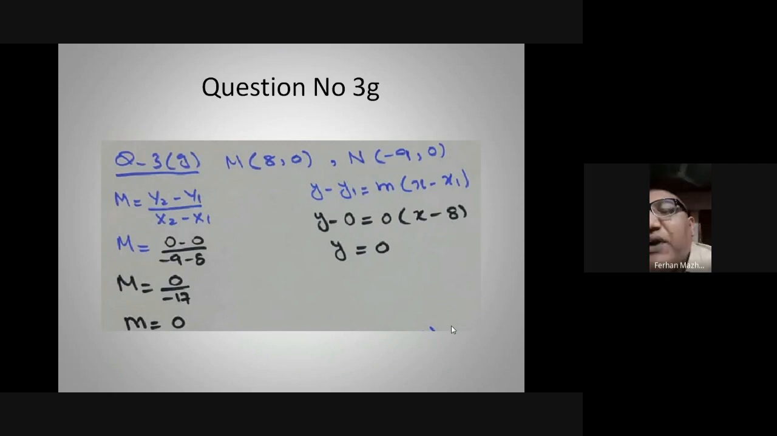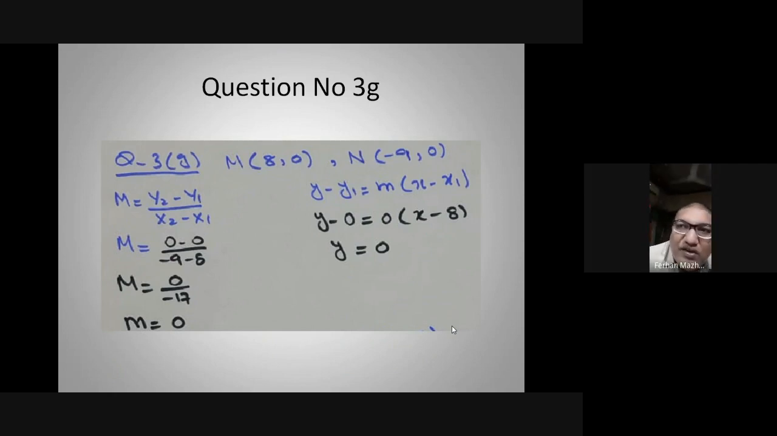Question number 3, G part here. The two points, M, which is 8 comma 0, and N, which is minus 9 comma 0. First of all, they want us to find the equation of this line. The gradient will be y2 minus y1 divided by x2 minus x1. So it will be 0 minus 0 divided by minus 9 minus 8, which is 0 divided by minus 17. 0 divided by anything, the answer will be 0. So the gradient of this line will be 0. Basically, this is a horizontal line because its slope is 0.